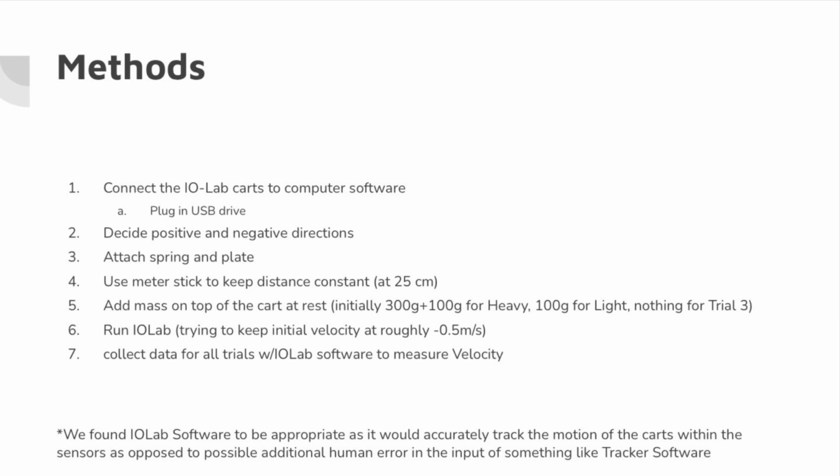Once we have finished that, we attach a spring to the cart that will be initiating the collision and a plate to the cart that is at rest. For the distance to be the same between each trial, we use a meter stick so that it stays consistent. The colliding cart starts 30 centimeters away. However, since the spring goes off the front of the cart, it makes it 25 centimeters away. Lastly, we put additional mass on top of the cart at rest. After these steps have been completed, we start colliding the carts and gathering the data.